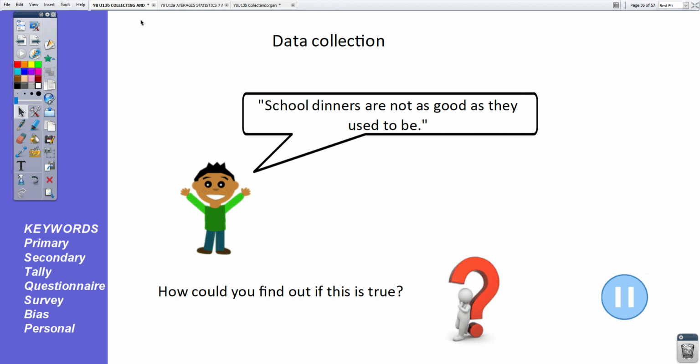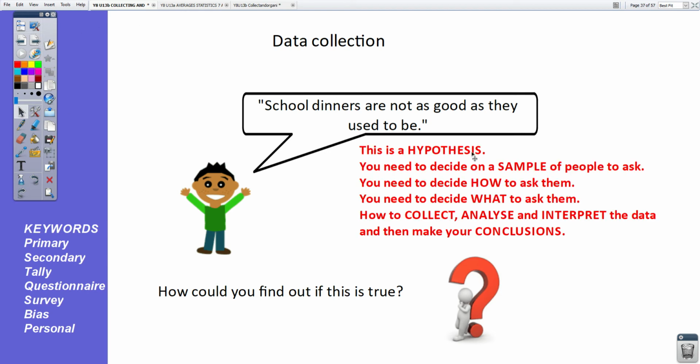Okay, let's have a look. So this is a hypothesis. School dinners are not as good as they used to be. And with a hypothesis, you need to decide on a sample of people that you're going to ask. But then you need to decide how you're going to ask them. Are you going to ask them through a questionnaire, through a survey? You need to decide what you're going to ask them. You know, school dinners are not as good as they used to be. Do you mean last week, last year, 50 years ago? And if so, that will influence the sample of people that you're going to ask.